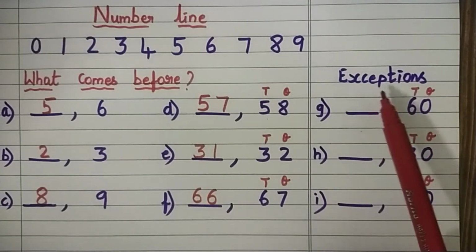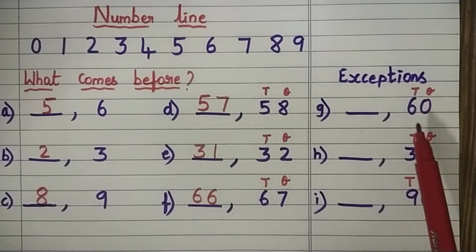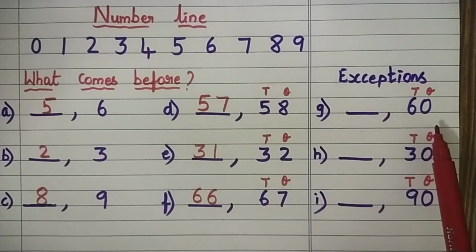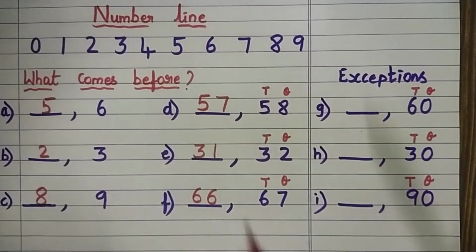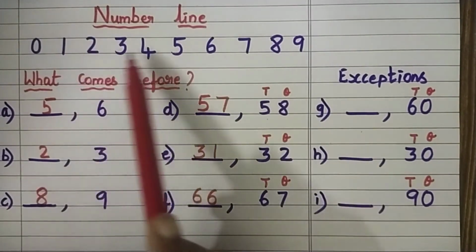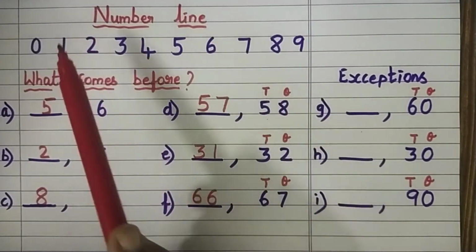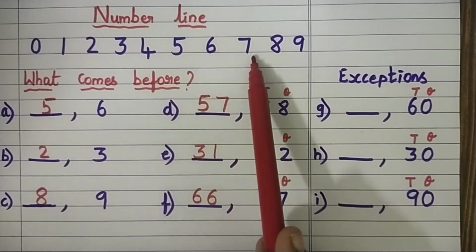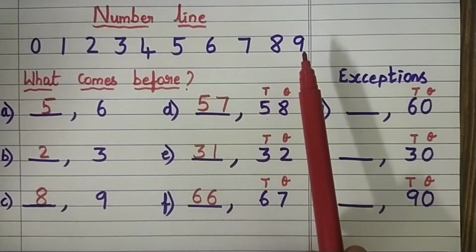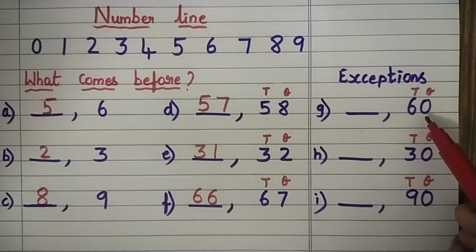Now I'm going to teach you some exceptions, children. We have to change both the digits for the numbers that end with 0. There are so many numbers ending with 0, children. Example: 10, 20, 30, 40, 50, 60, 70, 80, 90. Children, I told you already, we have to change both the digits for the numbers that end with zero.